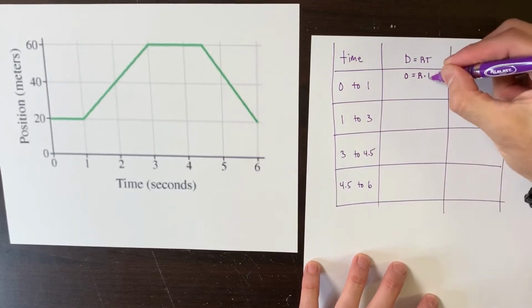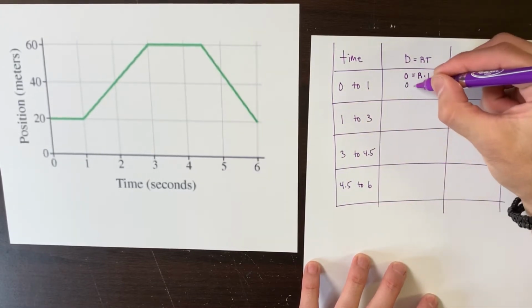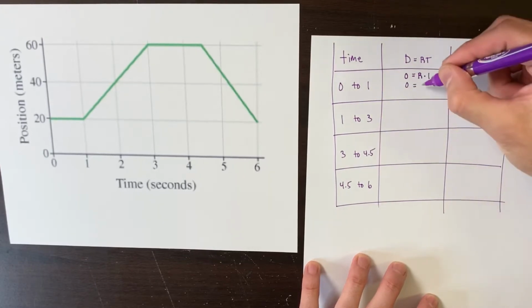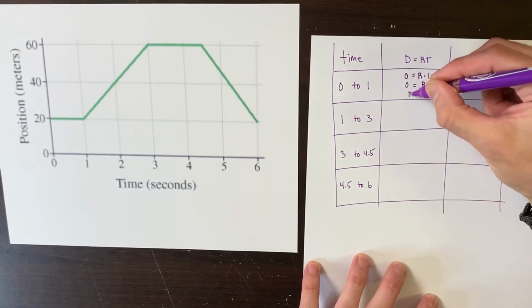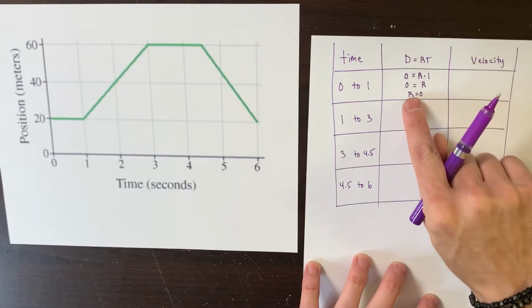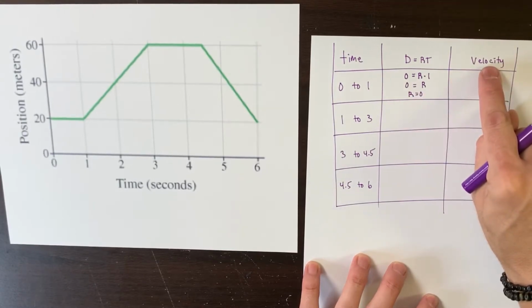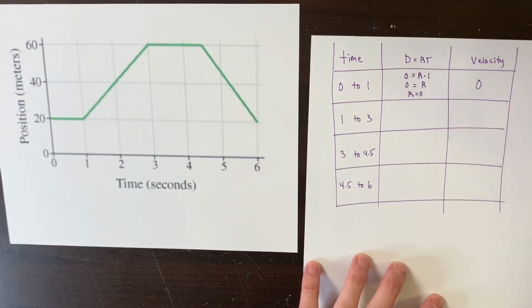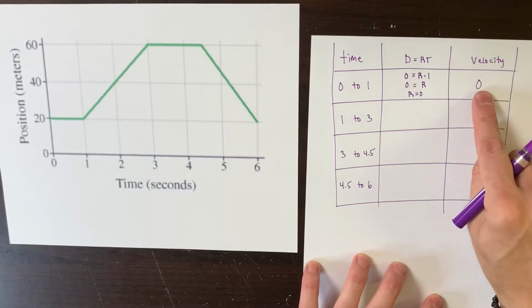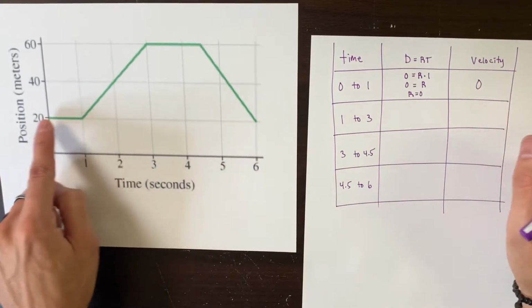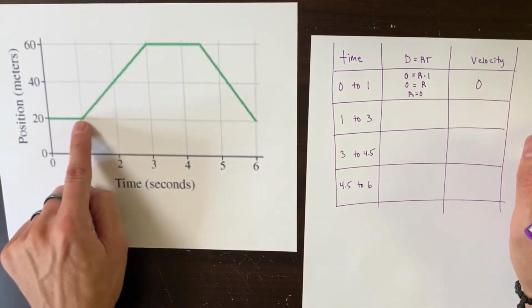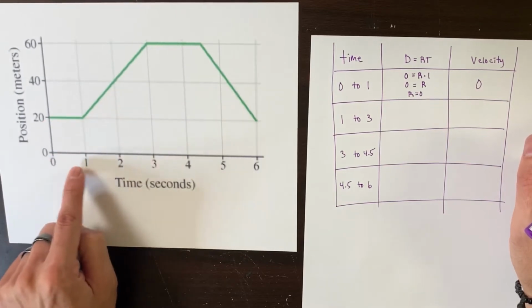So this is times 1. And so this is 0 equals R times 1, which is R. So my rate is 0. And when I say rate, I really mean the velocity. So my velocity is 0. And that makes sense because I didn't move. I didn't go anywhere. I was the same distance from home here as I was there.